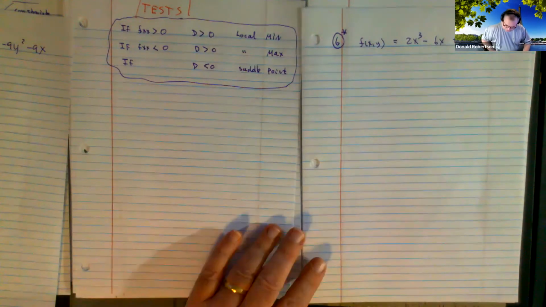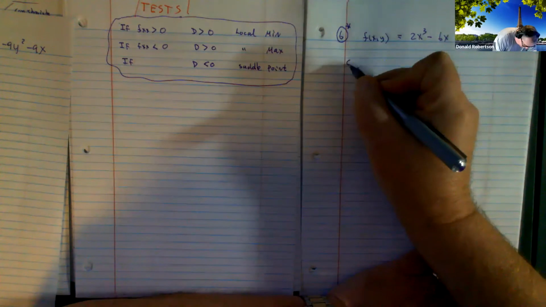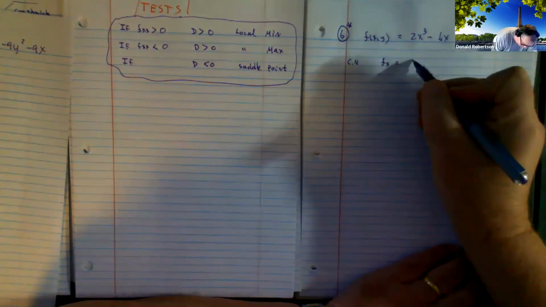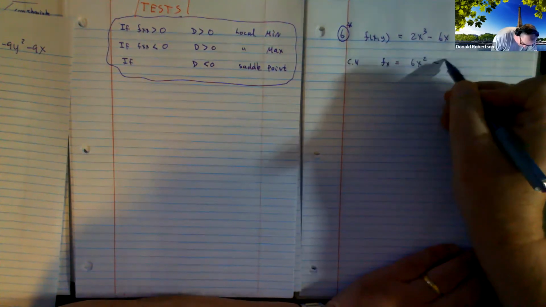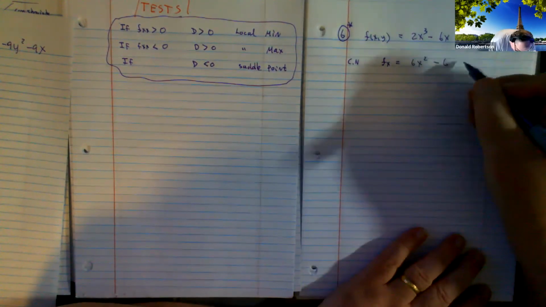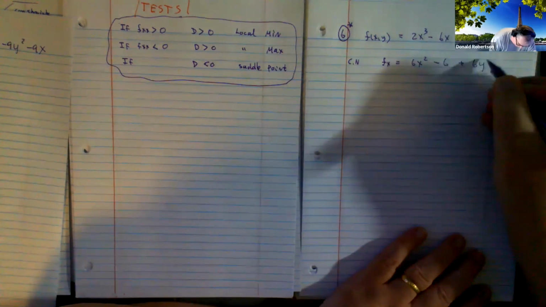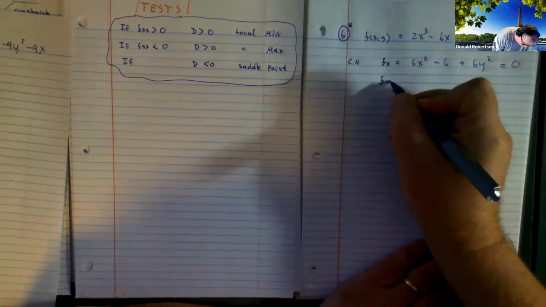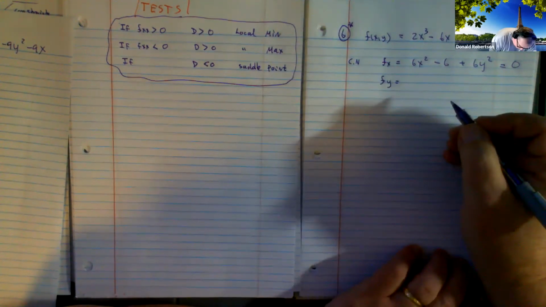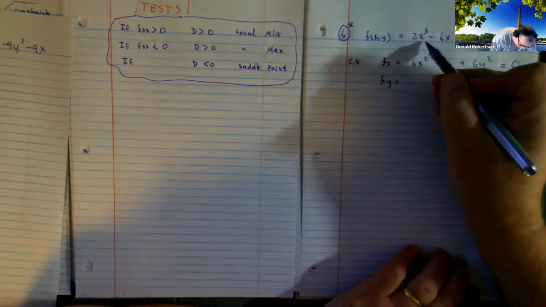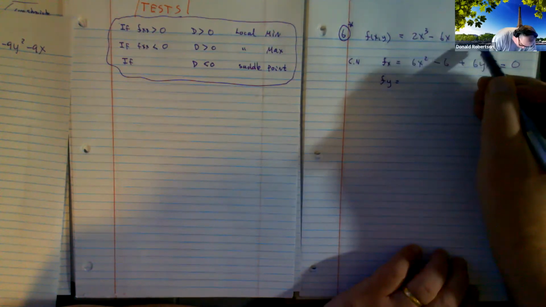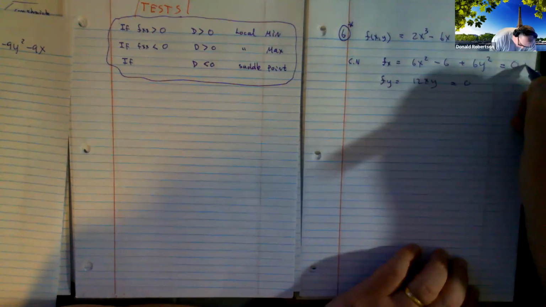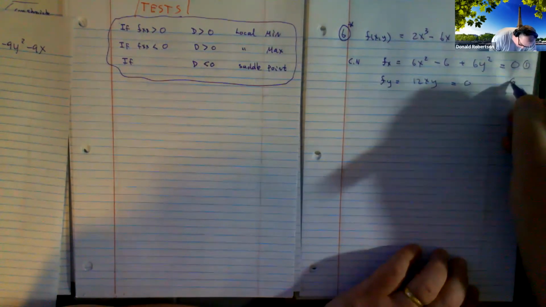This is like question 6. So let's find the critical numbers. The partial derivative with respect to x is going to be 6x squared take away 6 plus 6y squared, and that's going to be 0. And the partial derivative with respect to y is going to be nothing, nothing, and 12xy. And that's going to equal 0. So that's going to be equation 1, and this is going to be equation 2.